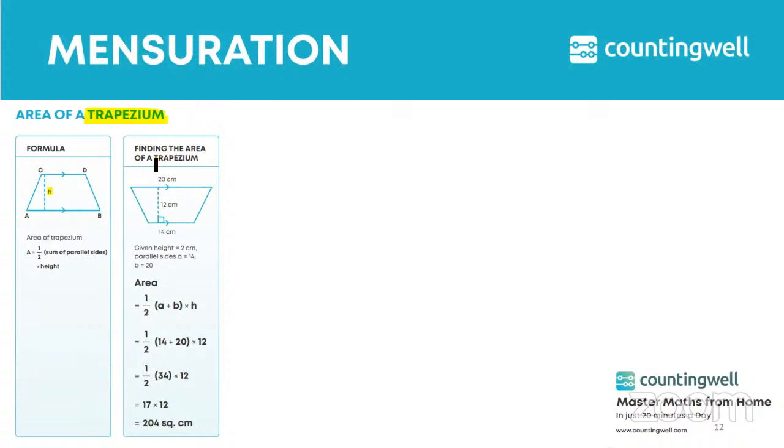So let us find the area of the trapezium given here. Here the height is 12 centimeter and the parallel sides have lengths 20 centimeter and 14 centimeter respectively. So we'll substitute the given values here. So half into 14 plus 20 into 12. So we have half into 34 into 12, which is 204 square centimeter.